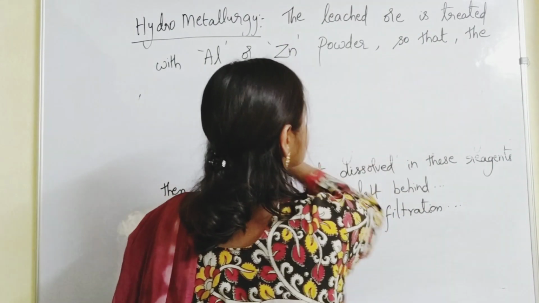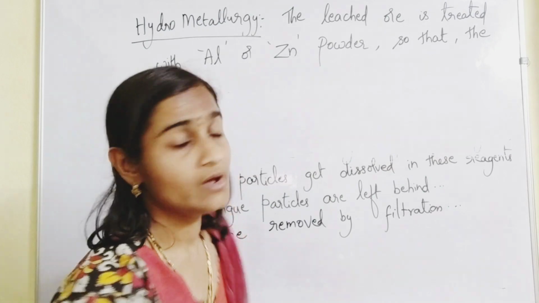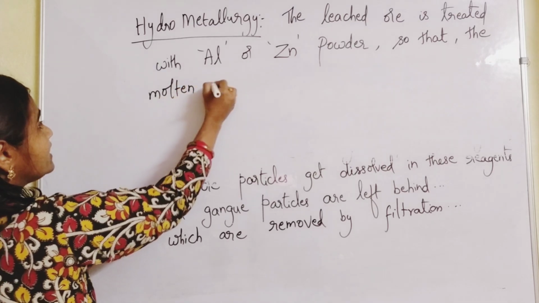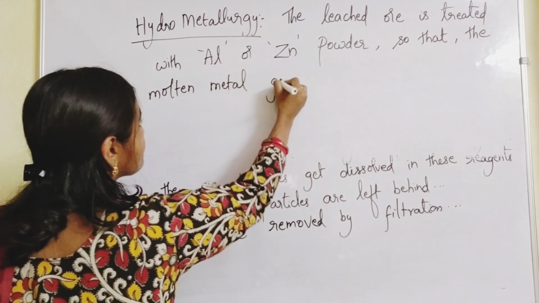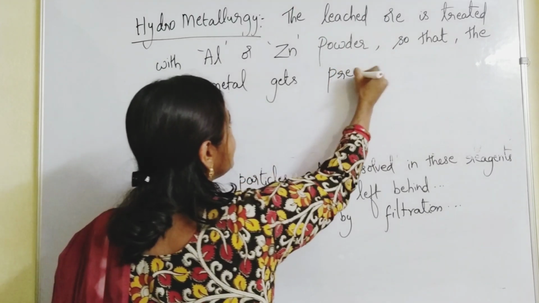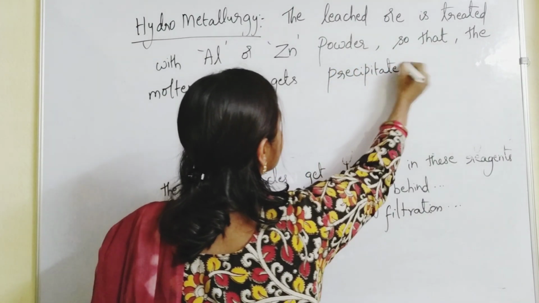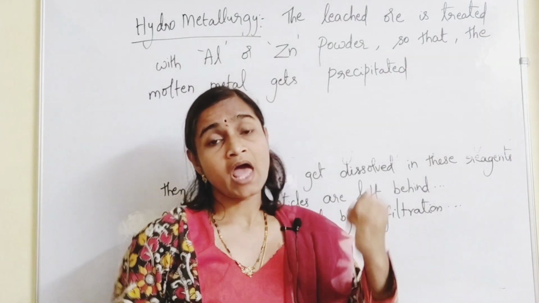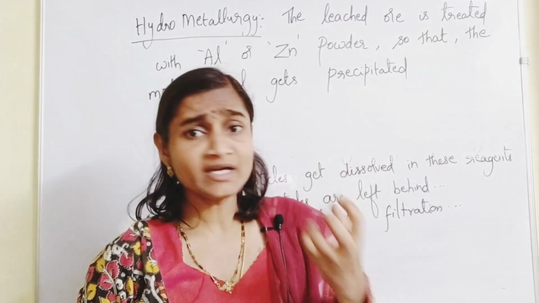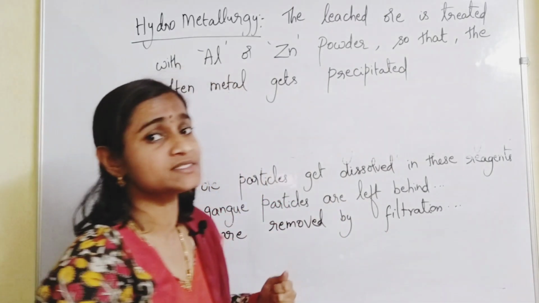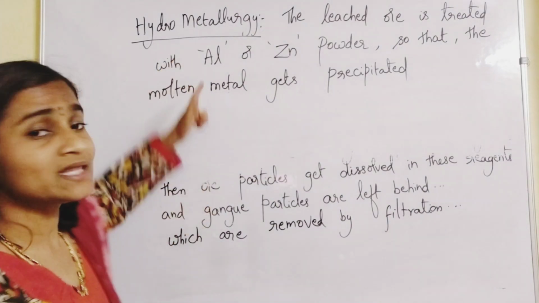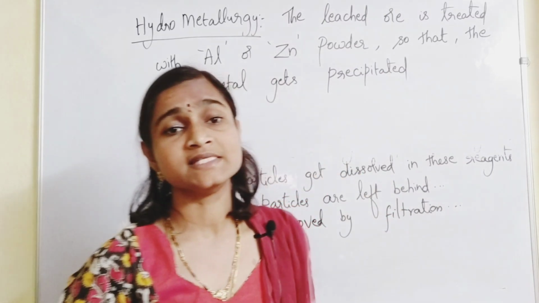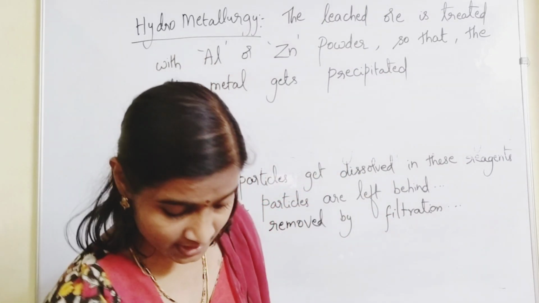See, both the reactions we will learn in the form of an equation. So that the metal gets what? Precipitated. Precipitate means what? An insoluble solid substance which settles down at the bottom of the test tube. You call it a precipitate. Precipitation reactions you have learnt, right? So these two methods we have to do for the metals which are at the bottom of the reactivity series.